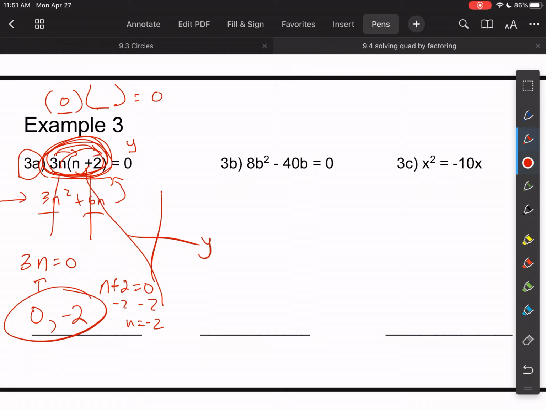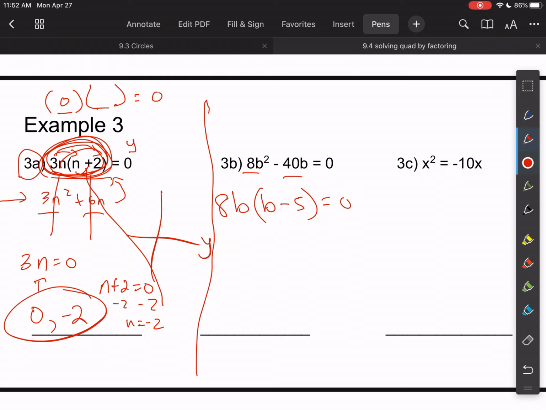I'll do one more of these with you guys just because that one was factored for you. The next one is not. So here, I have to factor it first. The very first thing I do, especially if there's only two terms, is ask, is there anything in common in both pieces? And the answer to that is yes, there's an a and a b. And if I take that out, I'm left with b minus 5.